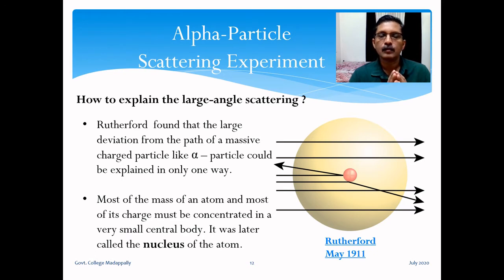So this idea of the nucleus means that most of the mass and its total positive charge must be concentrated, instead of uniformly distributed as Thomson proposed. It should be concentrated in a very small region at the center of the atom. We call it the nucleus. Rutherford obtained this idea by analyzing the results of the alpha particle scattering experiment.